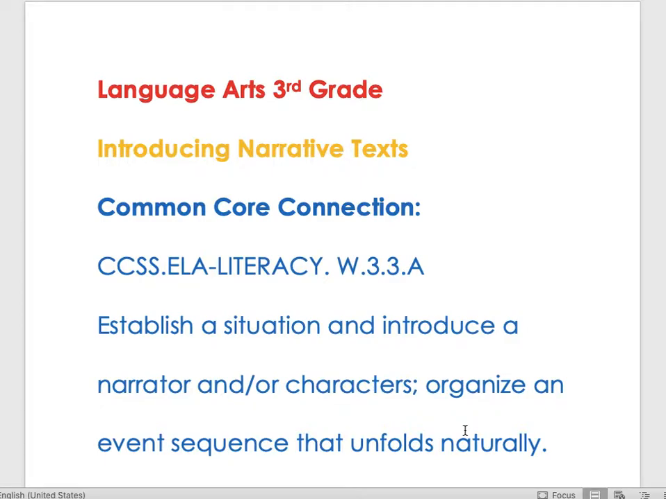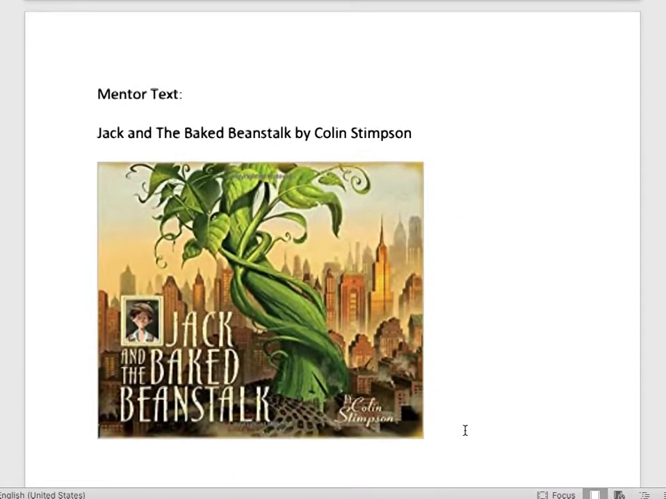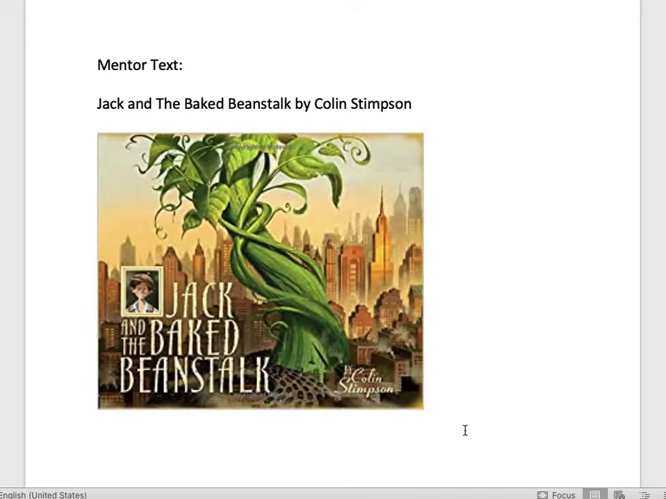teacher, will introduce the mentor text, which can be shown right here, which is Jack and the Baked Beanstalk by Colin Simpson. This mentor text was chosen because it introduces to students all the features I will be focusing on in my lesson. The three features I chose were character, setting, and plot. However, this mentor text does not stop there with those features. It also does a great job on vivid description of characters and setting, character dialogue, monologue, appearance, and action.